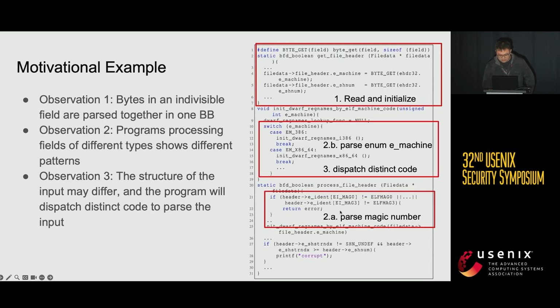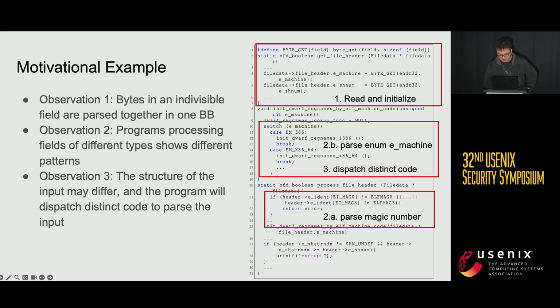Let's take how the program readelf parses the inputs of ELF format as an example. We can see that there are two main steps to parse the input file. The first step is to read the input and initialize certain variables corresponding to the input fields. For example, the first function loads the file header.emachine field. And the next step is to further process these initialized variables in the next function.